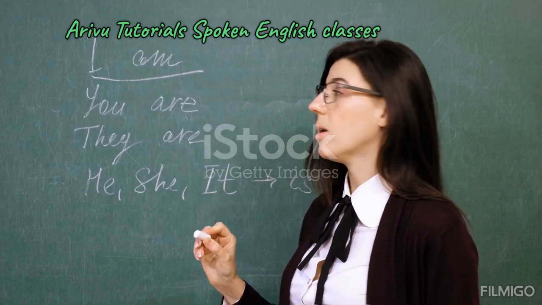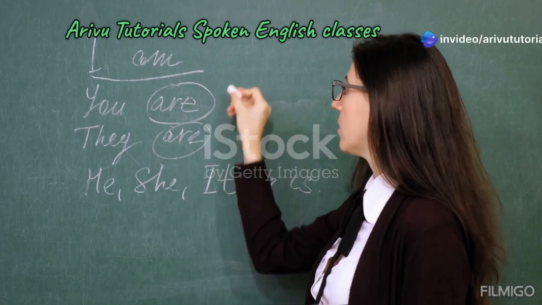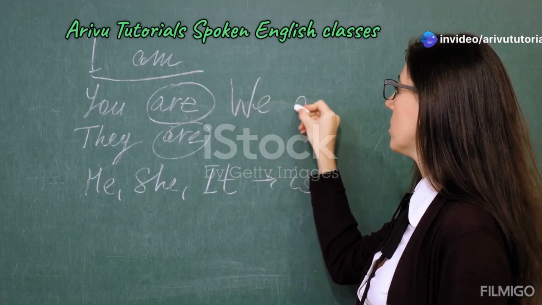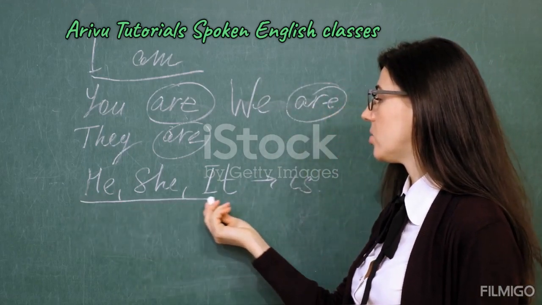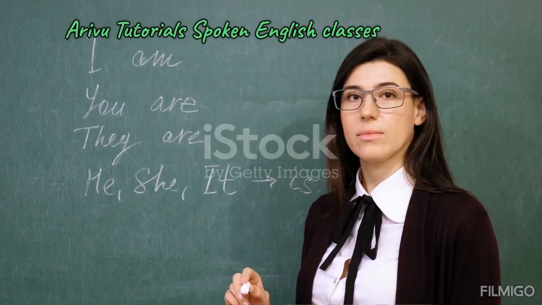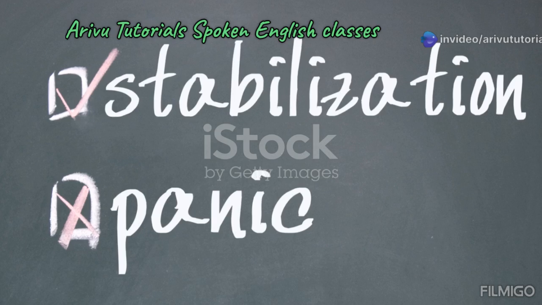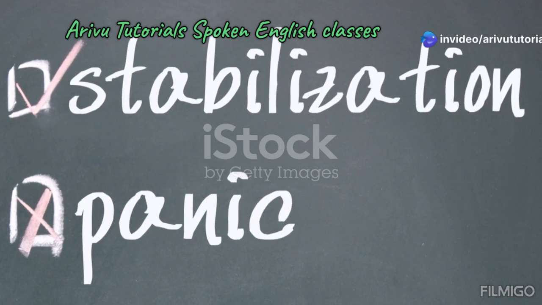When learning how to use let, it's important to be aware of some common mistakes that many English learners make. One of the most frequent errors is adding to after let. Remember, let is always followed directly by the base form of the verb, without to. For example, it's incorrect to say, "let me to stay." The correct way is, "let me stay."